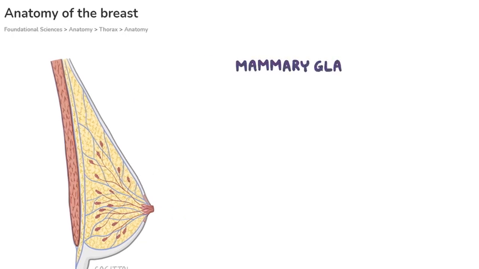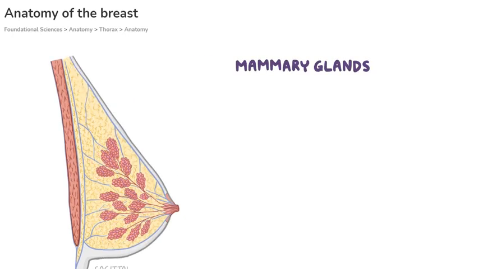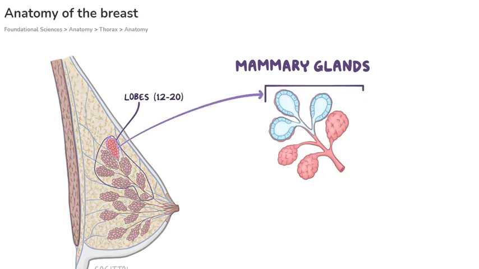Breasts contain the mammary glands responsible for lactation in females. Mammary glands are made up of 12 to 20 lobes, each of them containing many smaller lobules. These smaller lobules have grape-like clusters of alveoli that contain mammary secretory epithelial cells, the milk-producing cells of lactation.